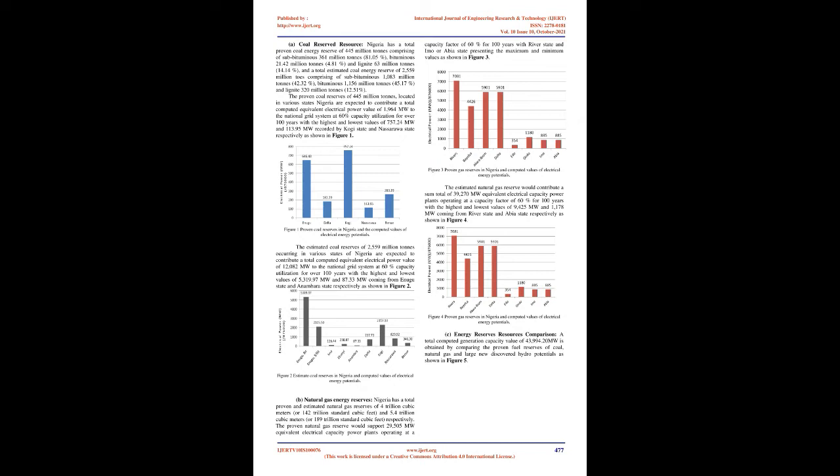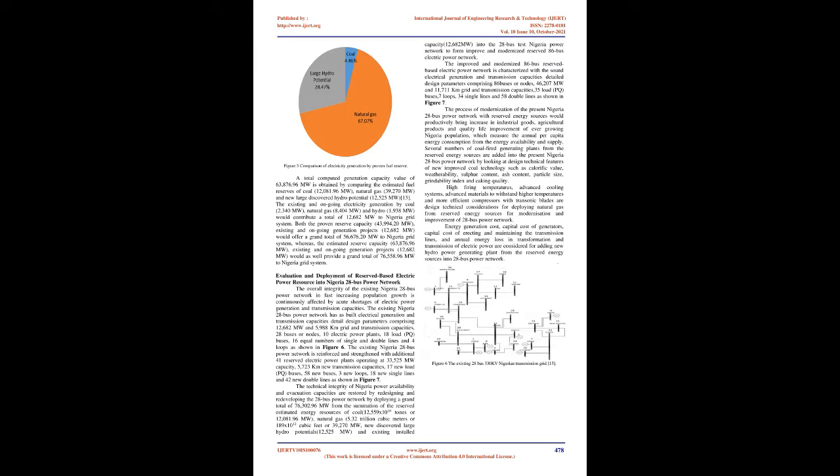The total reserved proven natural gas and estimated natural gas in Nigeria are 4 trillion cubic meters, or 142 trillion standard cubic feet, and 5.4 trillion cubic meters, or 189 trillion standard cubic feet, respectively. The reserved proven natural gas and estimated natural gas can contribute 29,505 MW and 39,270 MW respectively to the grid system at a capacity of 60% for 100 years. The newly discovered hydro potentials and the existing electricity generation capacity in Nigeria are about 12,525 MW and 12,682 MW respectively.